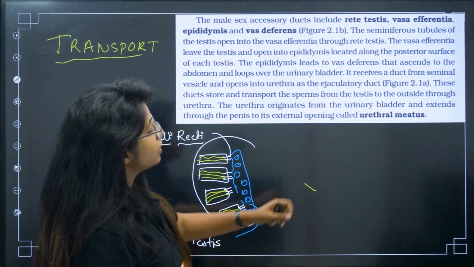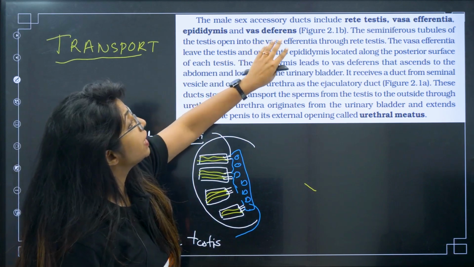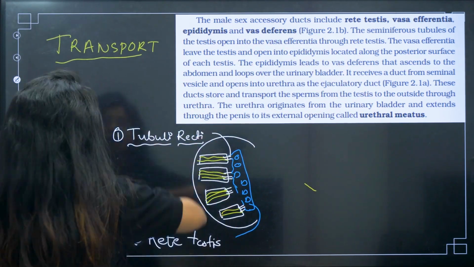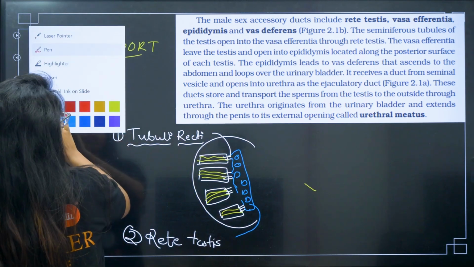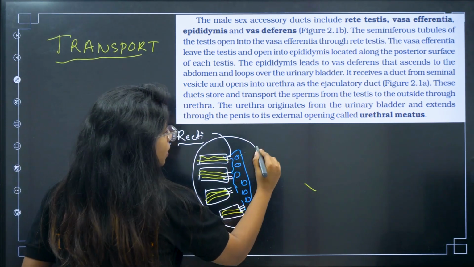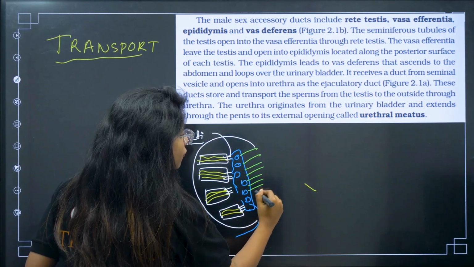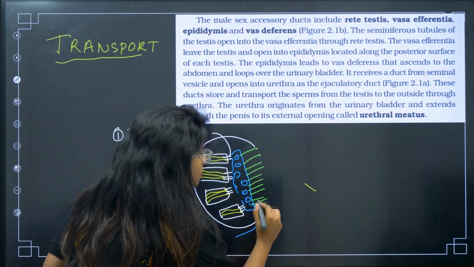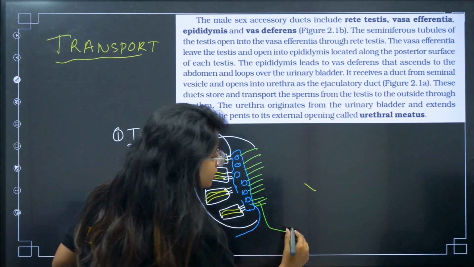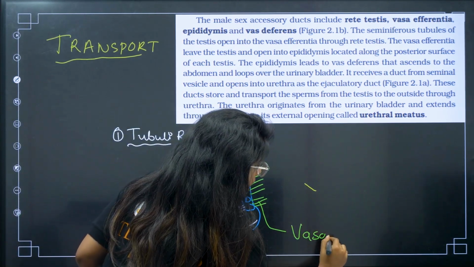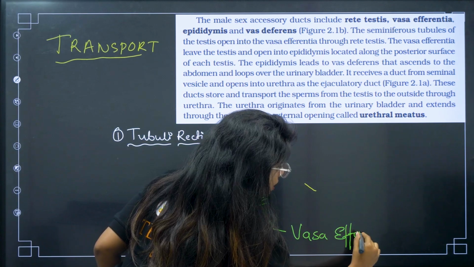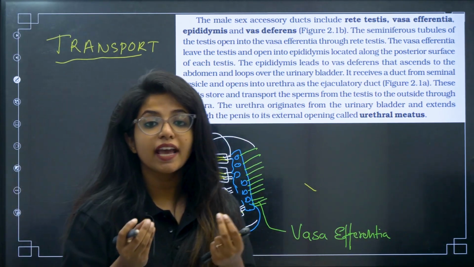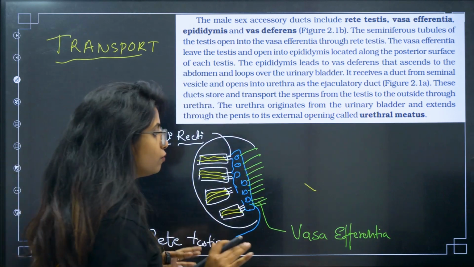Now as written over here, the seminiferous tubules of the testis open into vasa efferentia through rete testis. So this is rete testis. What is this going to open into? It is going to open into vasa efferentia. So these things that take things away from the testis, making things exit the testis, are known as vasa efferentia, or with love I call it efferent ductules. So please don't get confused, it's the same thing.